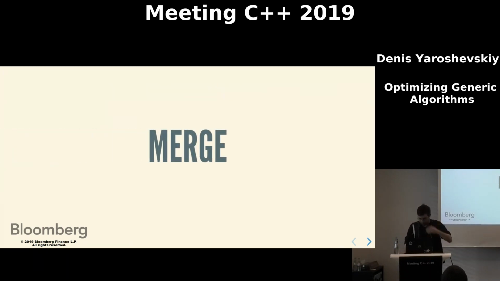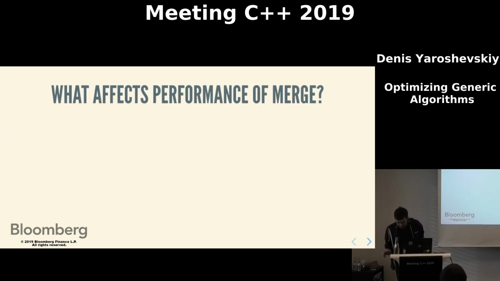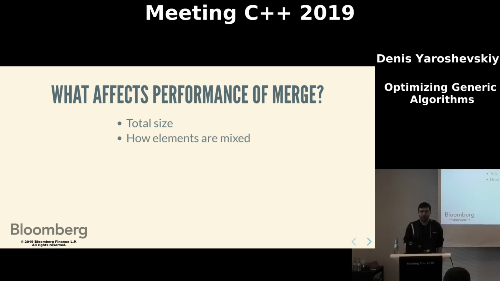OK, merge. What affects performance of merge? Let's do the same thing. I would say the total size of how many elements you merge will make a difference, like you merge a million elements or 10 elements. How elements are mixed. Imagine you have all the elements from one range and all of the elements from the other range. It's going to be different if they're very mixed. You're going to have different branch prediction things, and copy will kick in earlier and stuff.